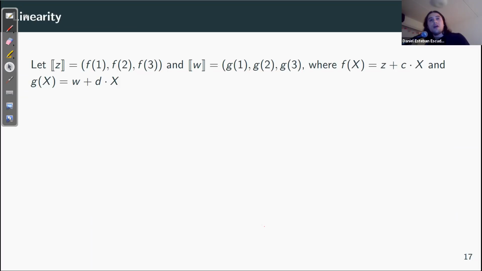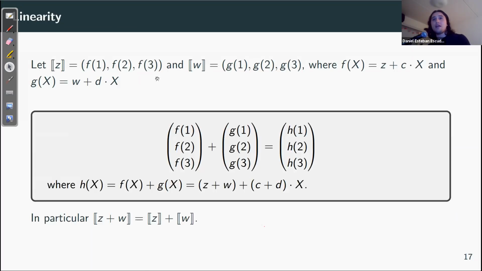And now we're going to have linearity. If the parties just add up their shares together, so if they have shares of C and shares of W and they literally sum them up, so F1 plus G1, F2 plus G2, and F3 plus G3, you can see that they correspond to evaluations of a different polynomial, which is the sum of the two original polynomials at the different points. And the polynomial has degree 1. So this is essentially a sharing.